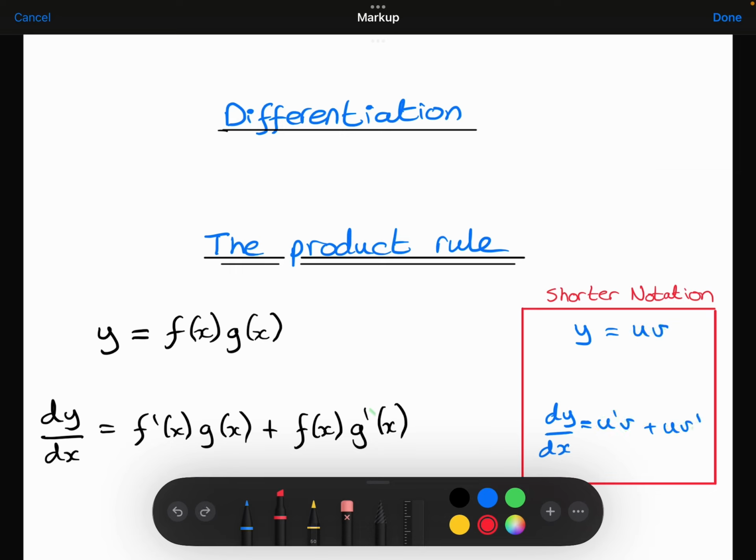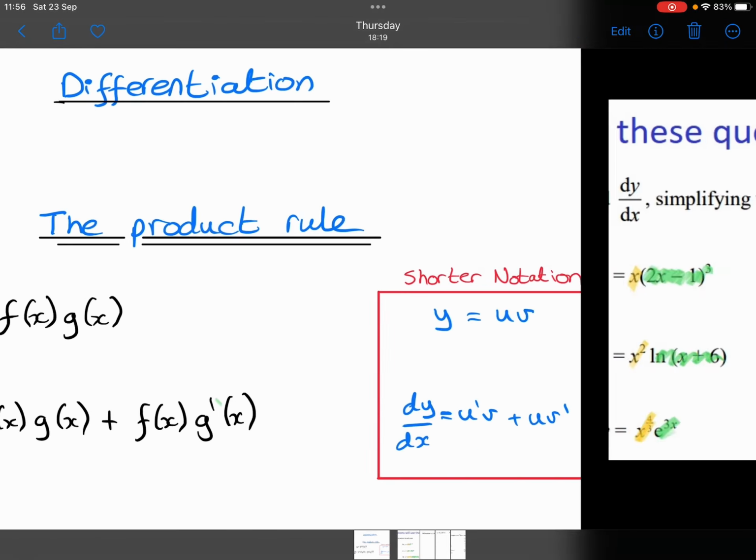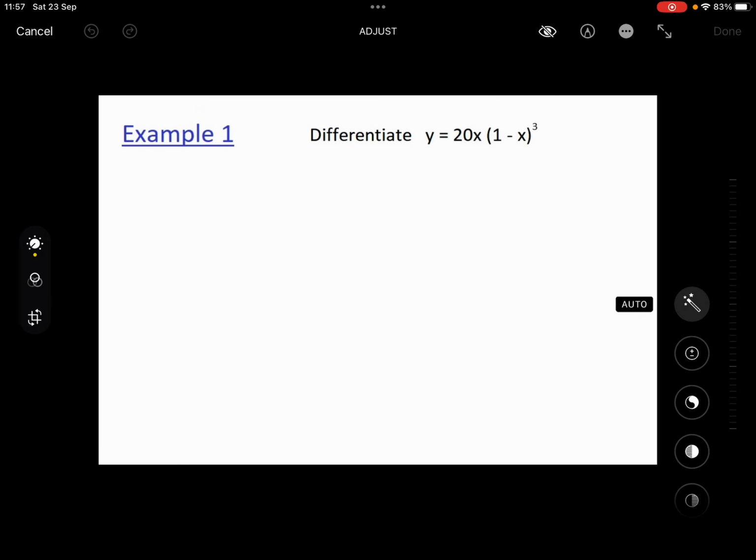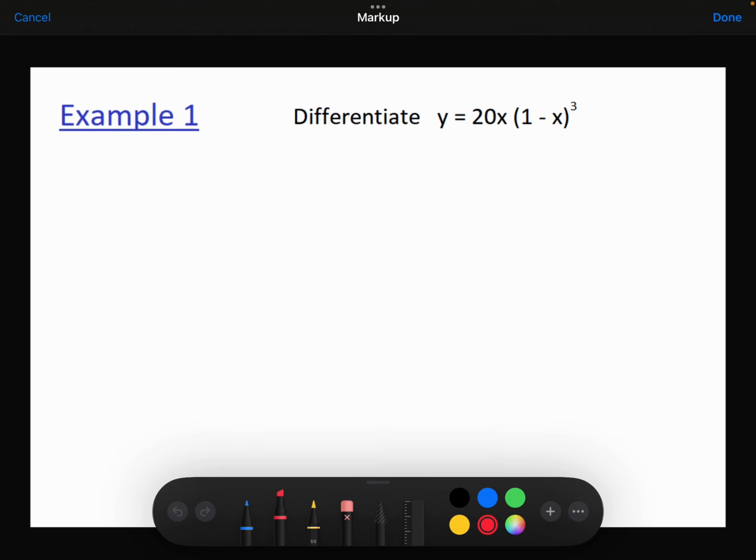So that is the product rule. Let's now see a few examples using it. So here we want to differentiate 20x multiplied by the 1 minus x cubed. So I'm going to say this is my u function and this is my v function. So u equals 20x, v equals 1 minus x cubed.